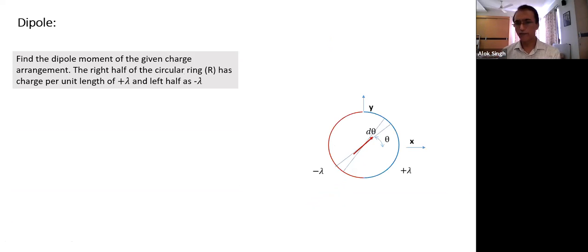I have not drawn the figure very clearly, but let's understand. Find the dipole. Do you all understand what the charge arrangement is here? The right half of the circular ring of radius r has charge per unit length of plus lambda and the left half has minus lambda. So blue color is plus charge, red color is minus lambda charge. So is the net charge 0? Net charge comes to 0. Right, whatever charge the right half has, the left half has an equal and opposite charge.